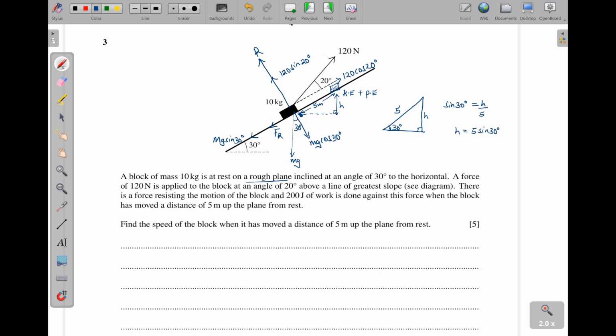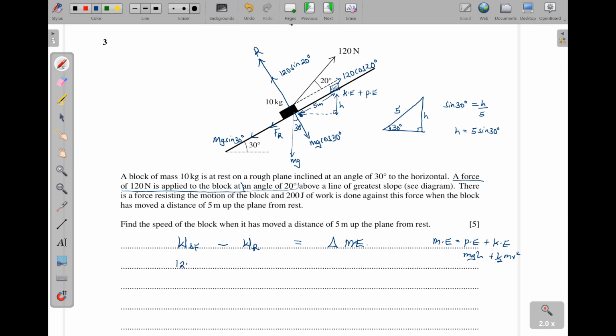Okay. Now, using the work energy principle, work done by the driving force or the applied force minus work done against resistance is equal to the change in mechanical energy. And remember, mechanical energy is potential energy plus what? Kinetic energy. Potential energy is mgh. Kinetic energy is a half mv squared. Okay. So the driving force or the applied force is this one here. A force of 120 is applied to the block, okay, at an angle of 20 degrees to the horizontal. So the applied force is now this one, the horizontal component is the one that is going to take the particle up there.